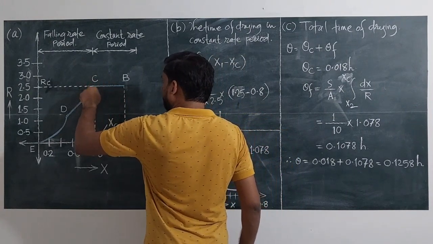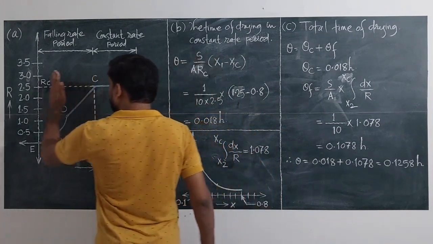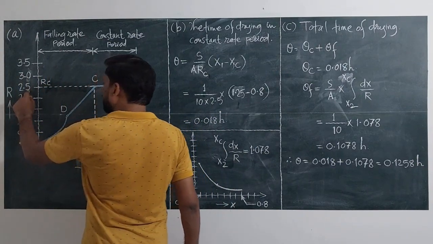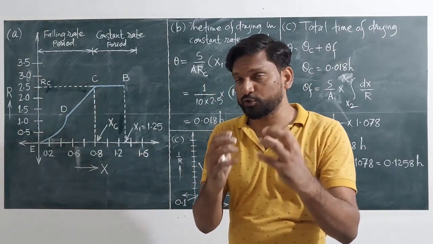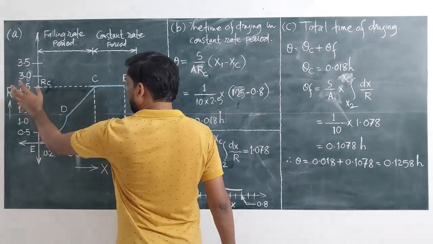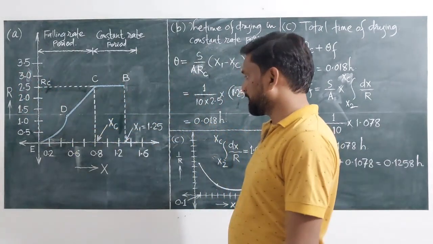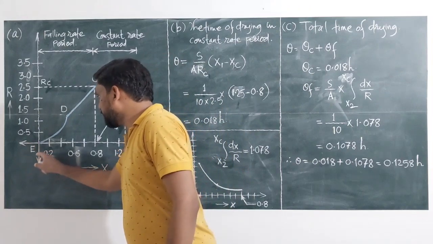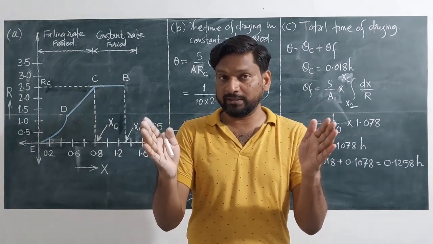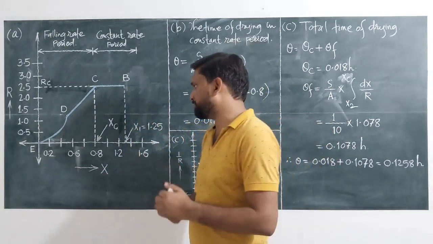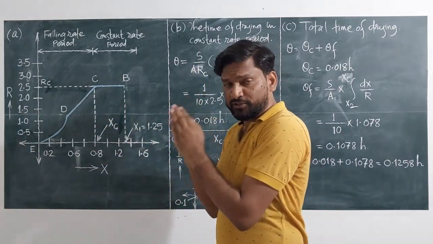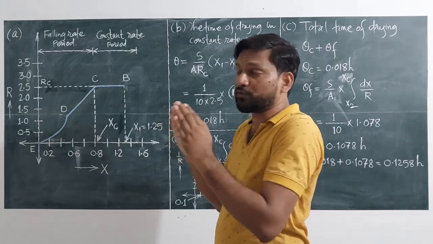Now the constant rate period corresponds to which rate of drying? 2.5 kg per meter square hour. So the value of Rc should be equal to this value, that is 2.5 kg per meter square hour. And this is the equilibrium moisture content, which is advised to be taken as negligible. Negligible means zero, near zero or zero. So that is how I have constructed the drying curve, which is an answer to part A of the question.